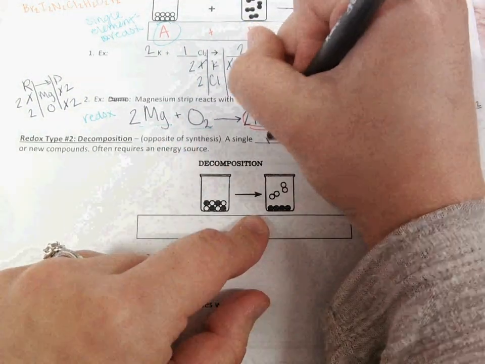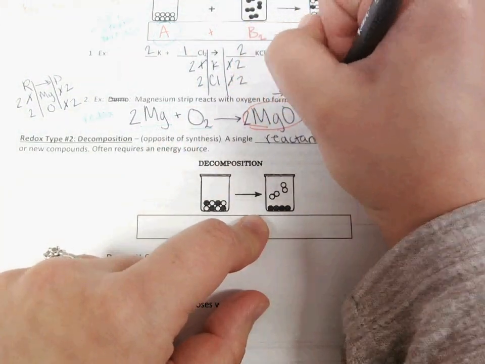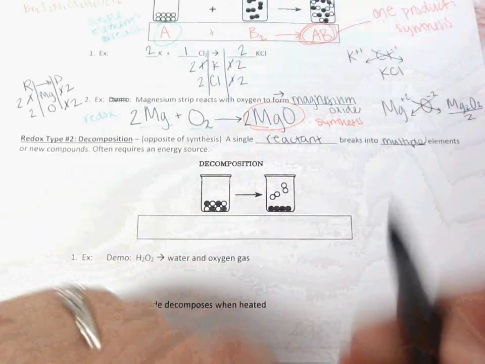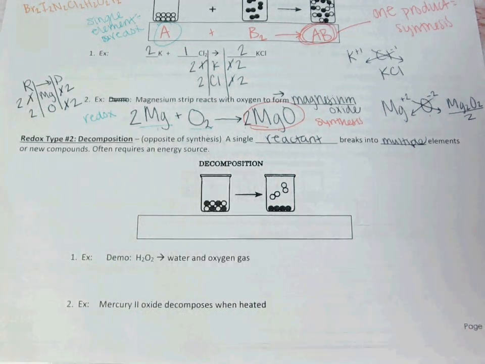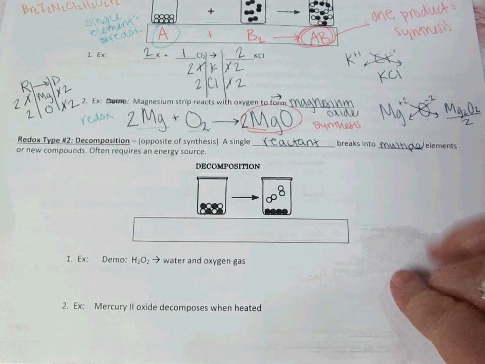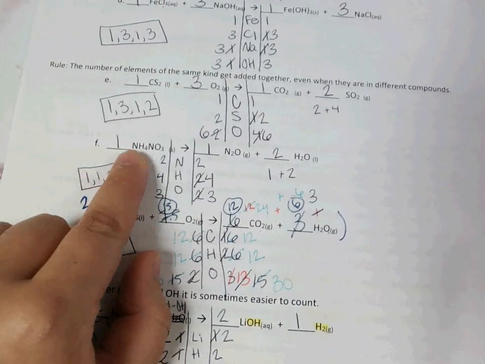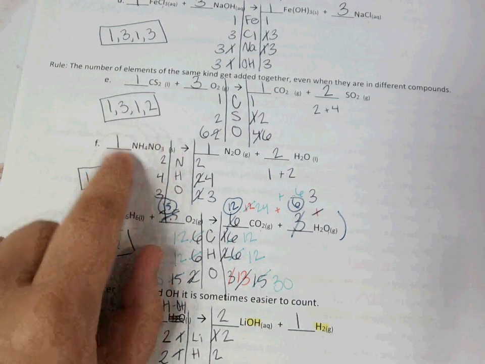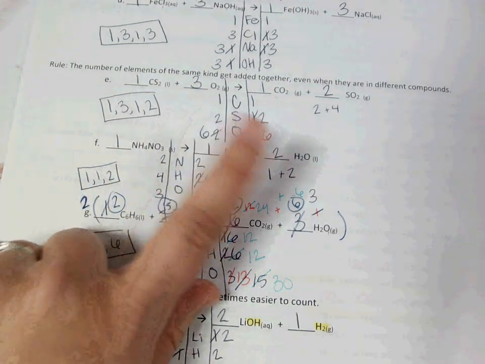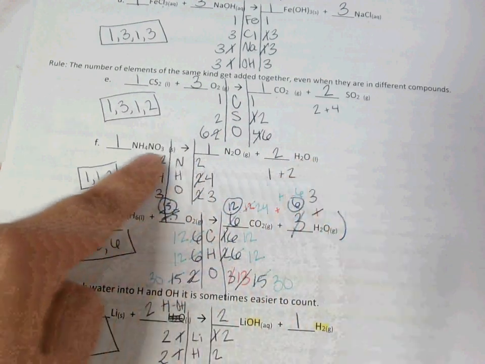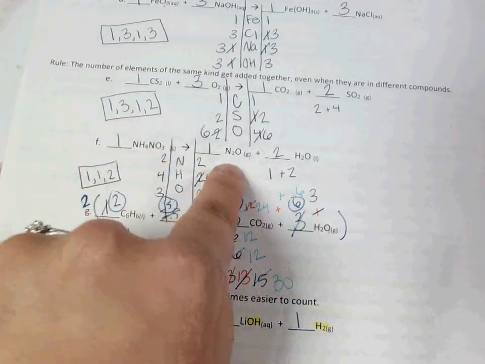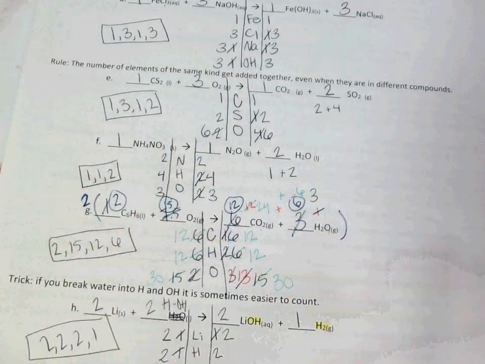A single reactant breaks into multiple elements or new compounds. This often requires an energy source. So if I flip back to this example that we did here, letter F, NH4NO3. Notice this is the only reactant, and it's just breaking down into multiple things. We would not call this a redox reaction because there's not a single element anywhere in here, but it is still decomposing. It is still breaking down.